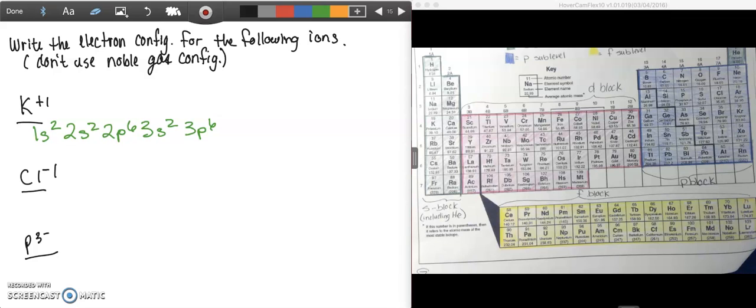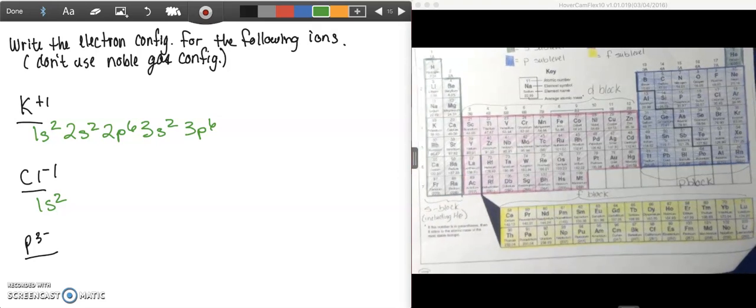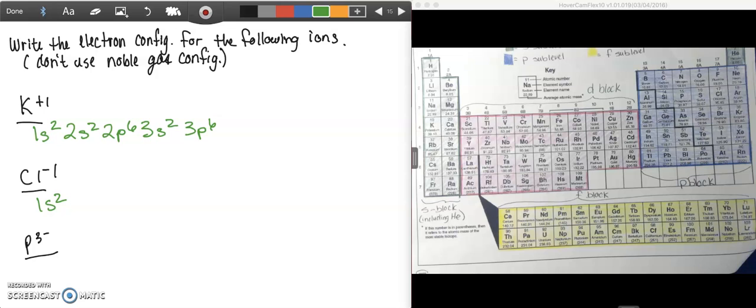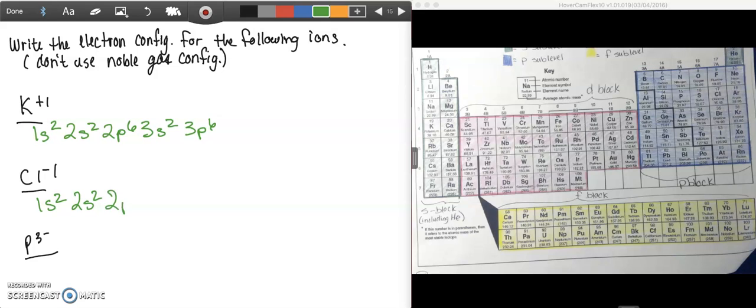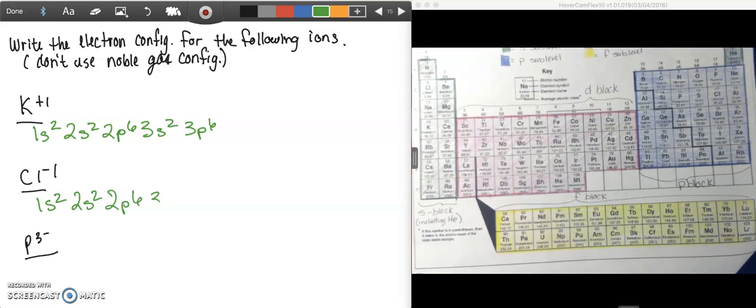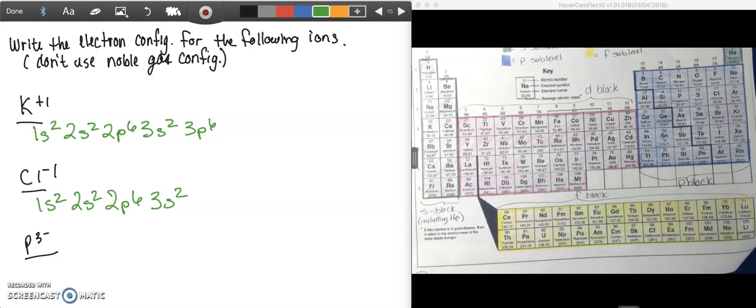Let's do the same thing for chlorine now. Let's write the neutral electron configuration, and then we will determine the electron configuration for the ion. Okay? So chlorine is 1s2, 2s2, 2p6, 3s2, and then 3p1, 2, 3, 4, 5.